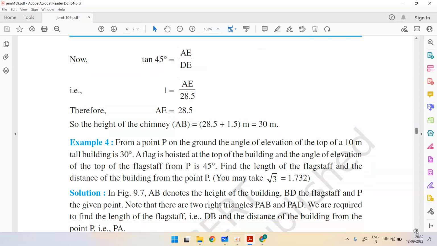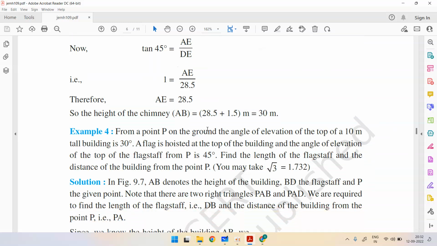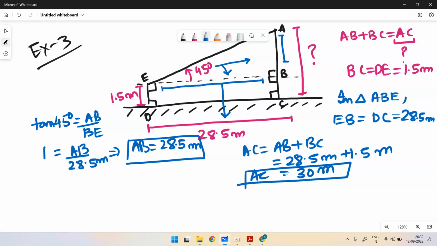So example number 4. From a point P on the ground, the angle of elevation of the top of a 10-meter tall building is 30 degrees. A flag is hoisted on the top of the building, and the angle of elevation of the top of the flag staff from P is 45 degrees. Find the length of the flag staff and the distance of the building from point P, taking root 3 as 1.73.